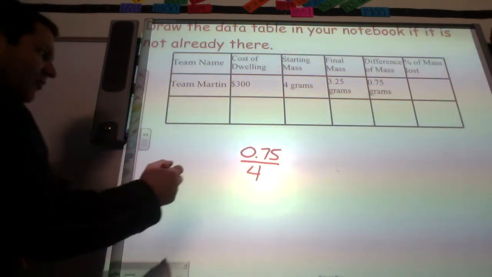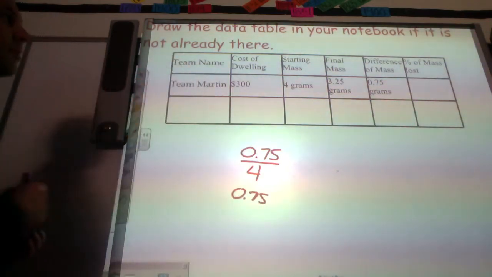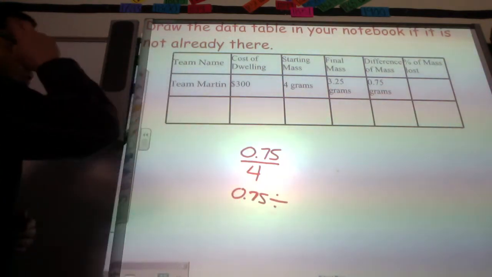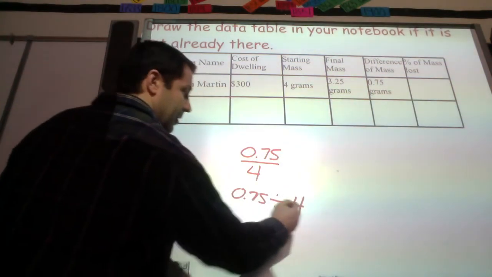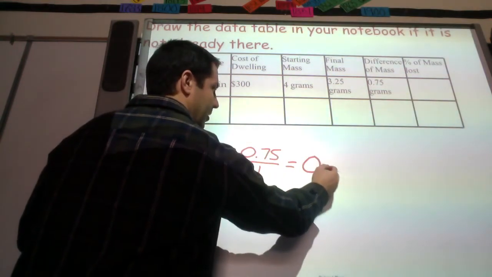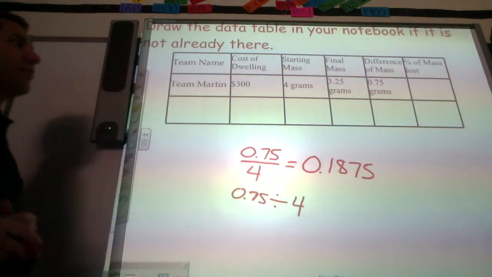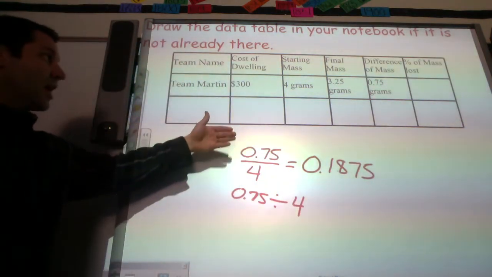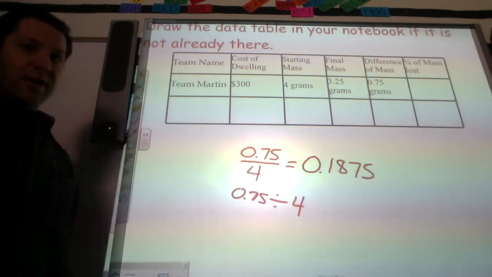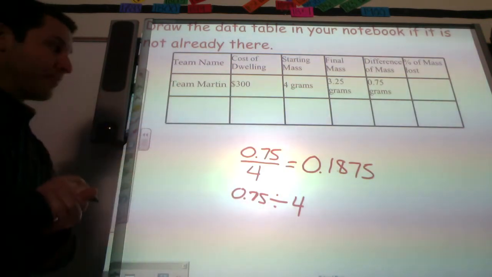So this problem really just says 0.75, and again that is the difference of my mass, and I'm going to divide it by the original or starting mass of 4 grams. And when I do that, my calculation says that I will get this decimal number, 0.1875. Now your numbers will be a little bit different, your difference in mass will be different, and your starting mass will be different, but hopefully you should be able to plug those numbers into a division problem or create a fraction and go from there.